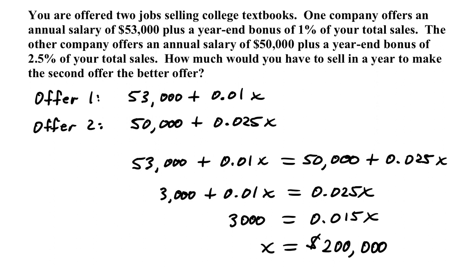I do want to kind of fast track you on these types of problems. The difference in the salaries is $3,000. The difference in the bonuses is 1.5%. If you come back down to this line, it's the difference in salaries divided by the difference in bonuses. That's the fast track.